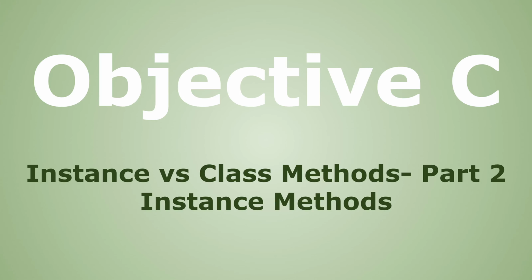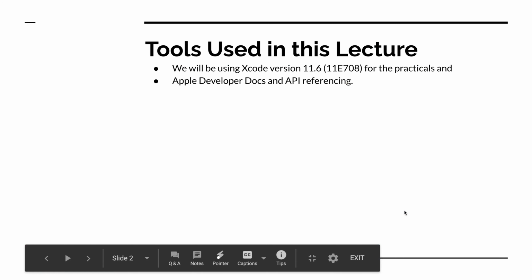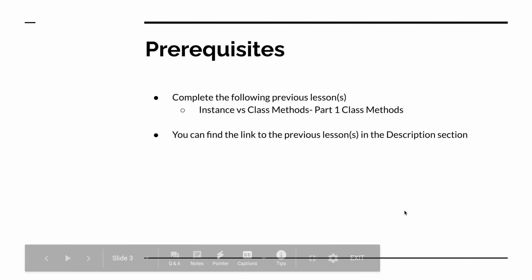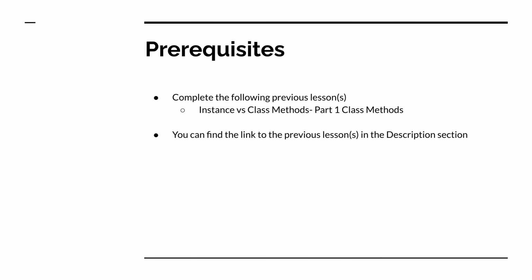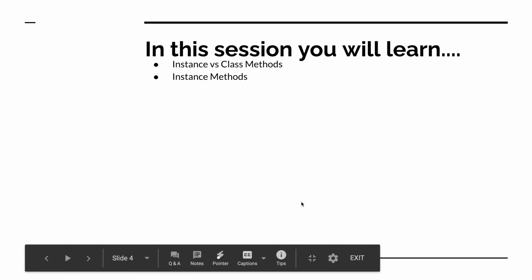Hi everyone. The lesson is Objective-C, Instance versus Class Methods, Part 2, Instance Methods. We'll be using these tools and references. It's important to finish this prerequisite before you do this lesson, which is Instance versus Class Methods, Part 1, Class Methods. Now this is Part 2, so make sure you do Part 1 before this. You can find the link in the description.